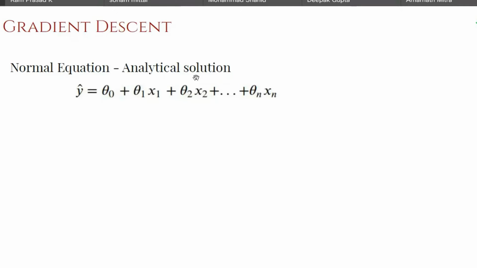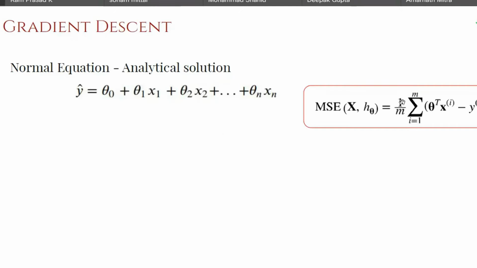What are we trying to minimize here? Loss, cost. What is the name of that function? Mean square error. Mean square error. Good. So we are trying to minimize the mean square error.